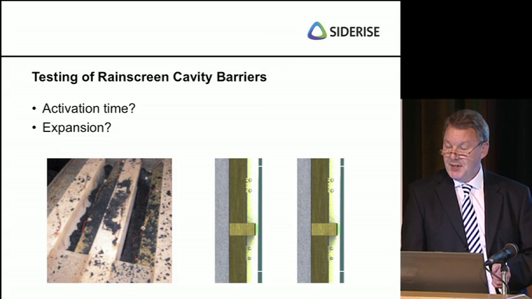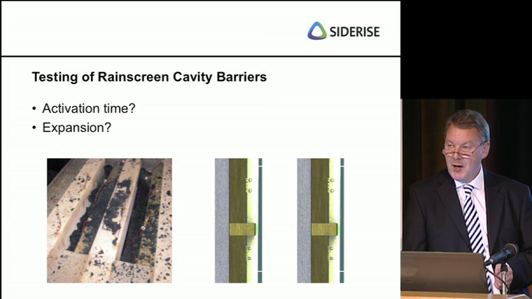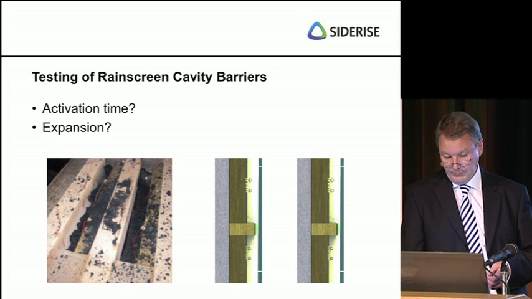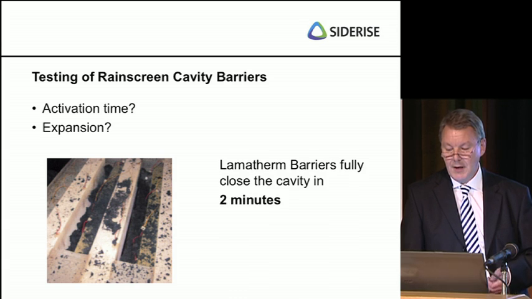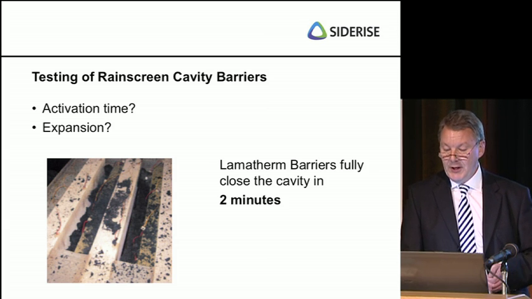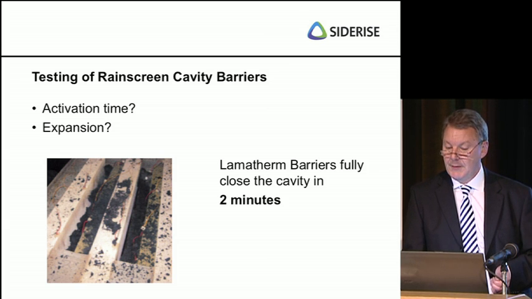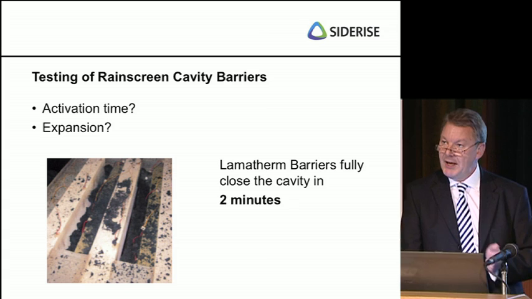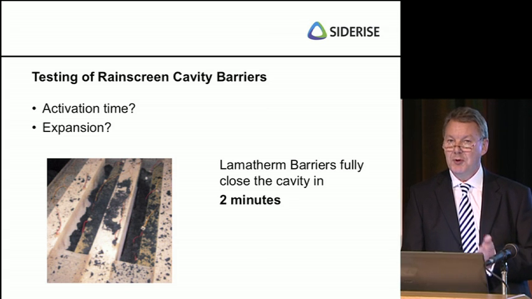A time delay may not be significant in a test where the cavity is empty, but may certainly be significant in practice if there is combustible insulation or other material in the cavity, which could be ignited in the time taken to form the seal. Faster is better. For reference purposes, when tested, the Lamatherm system fully closes the cavity within 2 minutes. This refers to full depth, full width closure within 2 minutes. The initial activation and expansion reinstates the integrity criterion at approximately 20 seconds.